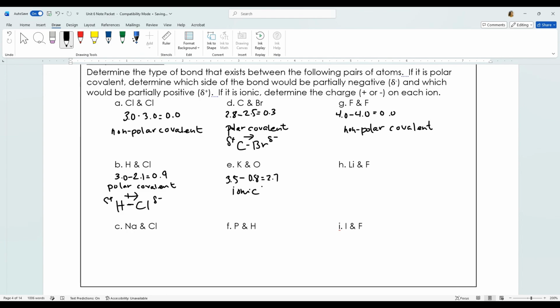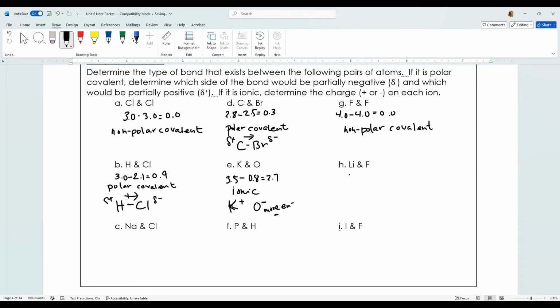Because I have a complete transfer of electrons, we're not going to have partial negatives here. It's going to be a full-on positive or full-on negative. Who's going to have the positive and the negative? Well, oxygen's got the much higher electronegativity. Oxygen's going to be negative, whereas potassium is going to be positive. We're not going to worry about what the charges are just yet, as long as you know that the more electronegative atom will have the negative charge.